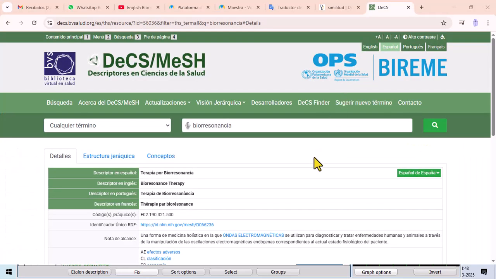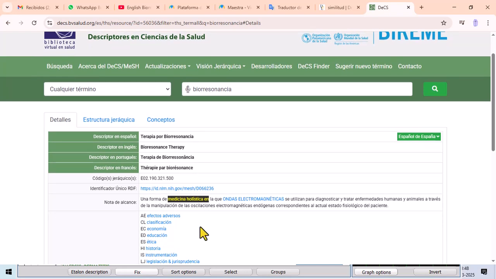To continue with the analysis and reflection, here we are on the website of the World Health Organization, where the definition of bioresonance therapy as a form of holistic medicine appears, and this is another very important element to be able to understand how the Metatron device works. That is, the Metatron device is a bioresonance device, and bioresonance is a medicinal device, and it says here that electromagnetic waves are used to diagnose.